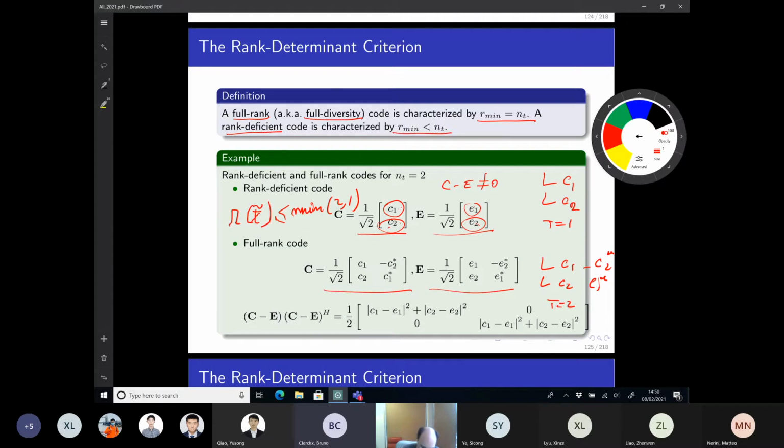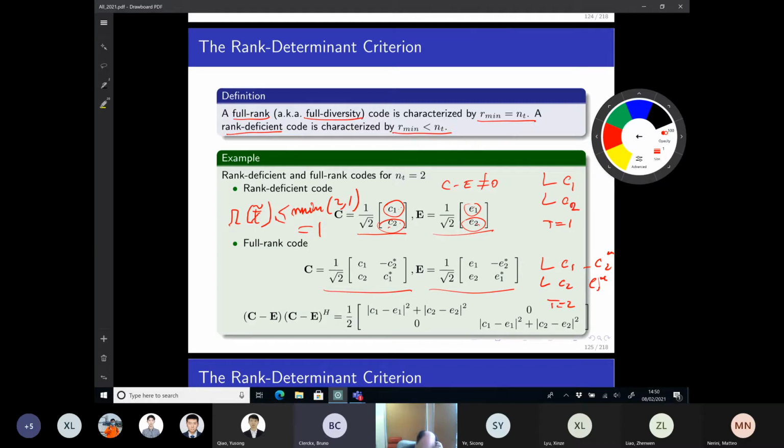Okay, so what is this? In this case the rank is equal to 1. So here I cannot expect, if I have 2 receive antennas, to have a diversity gain of more than 2, right? It is R multiplied by the rank of E. And R is equal to 2, for instance, and the rank of E is equal to 1. I'm going to have only a diversity gain of 2, right?